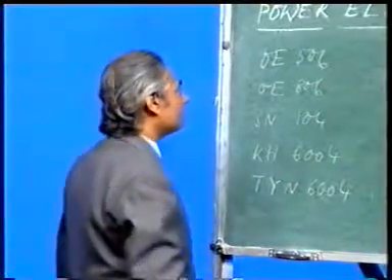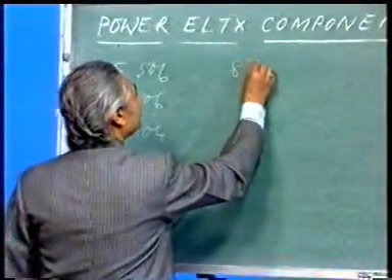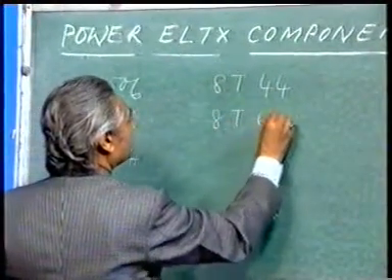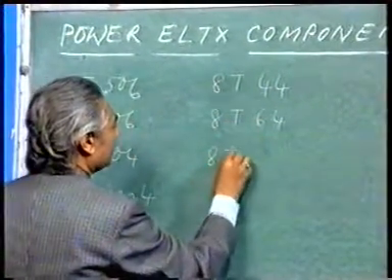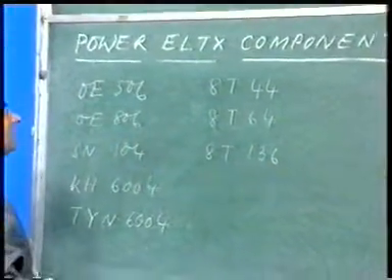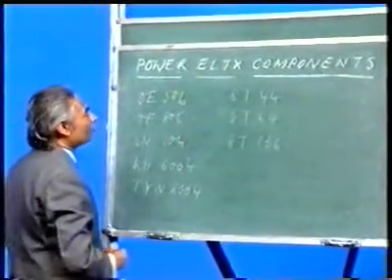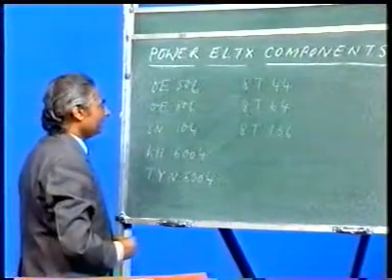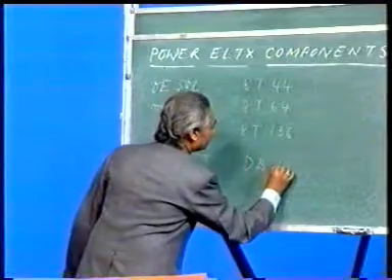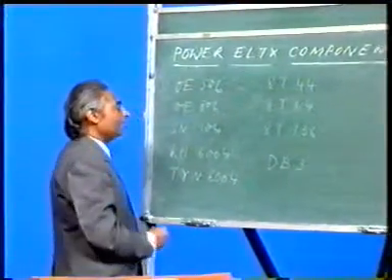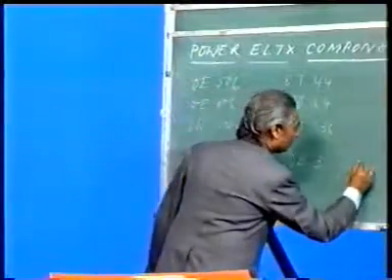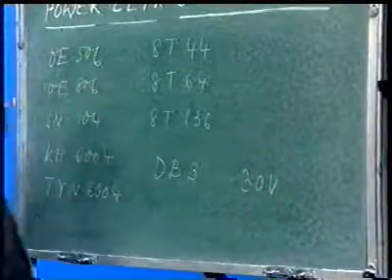Now in case of Triacs we have 8044, 8064, 8136. They are all plastic pack Triacs and they are all meant for 4 amperes 600 volts rating. And in case of Diac you have DB3, this is the most commonly found Diac in the market. It has a breakover voltage of about 30 volts.